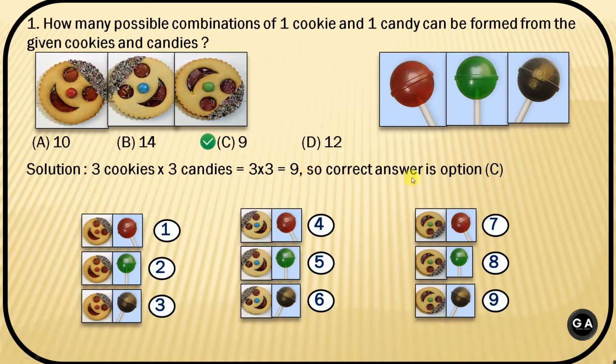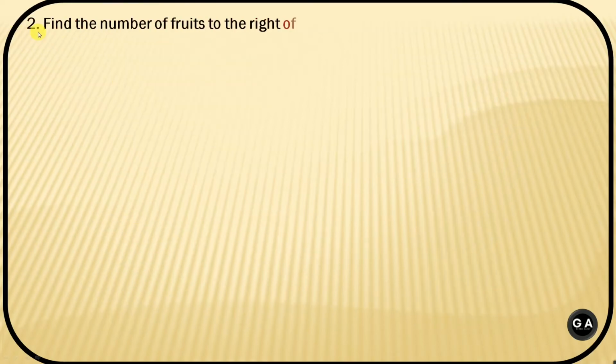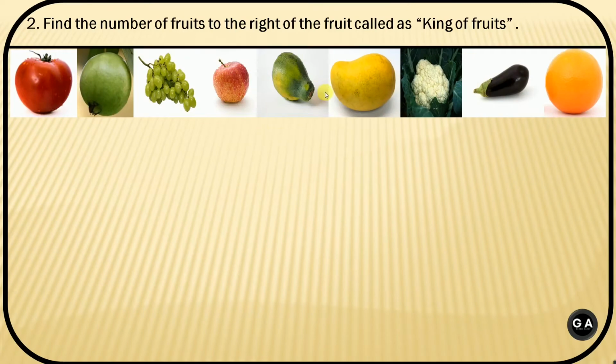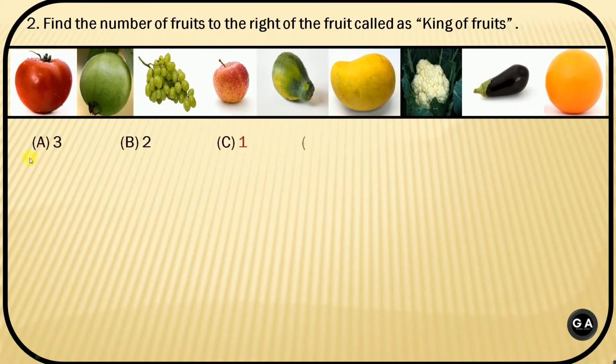So the correct answer is option C. Question number 2. Find the number of fruits to the right of the fruit called as king of fruits. Here are the fruits and vegetables. Options are option A 3, option B 2, option C 1 and option D 4.